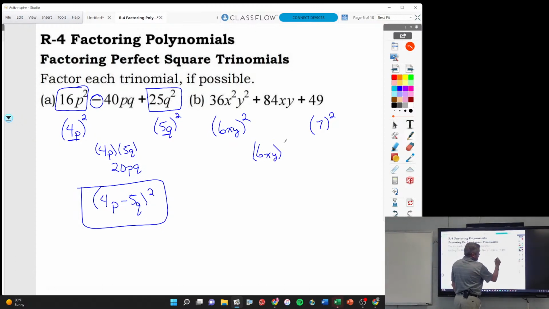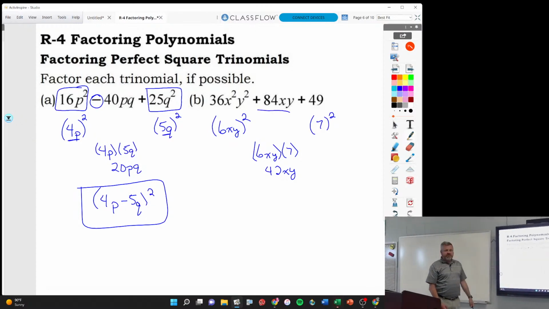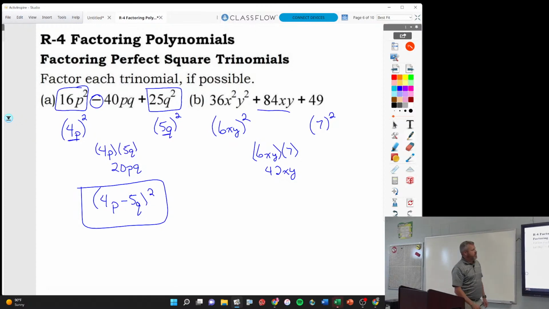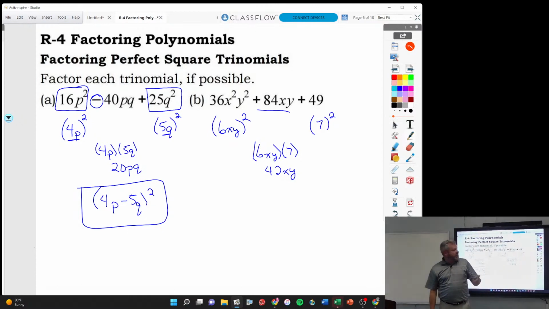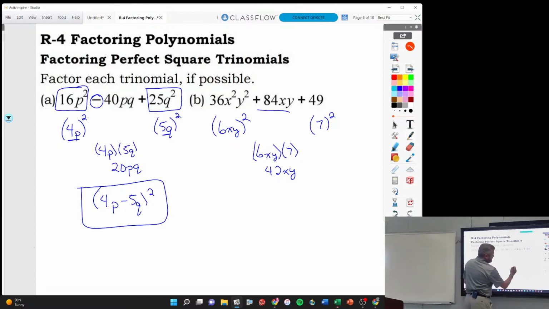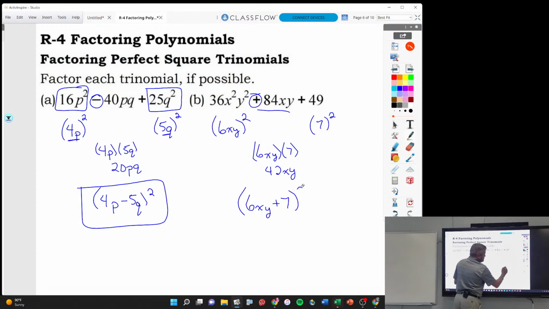6xy times 7. Well, that's going to be 42xy, which again, just like on the previous problem, 42xy is half of that. So this is also a perfect square trinomial. Our x, based on the formula, is 6xy. Our y, based on the formula, is 7. So I would write this as, and again, the middle term is positive, so we have 6xy plus, because the middle term is positive, 7 squared.